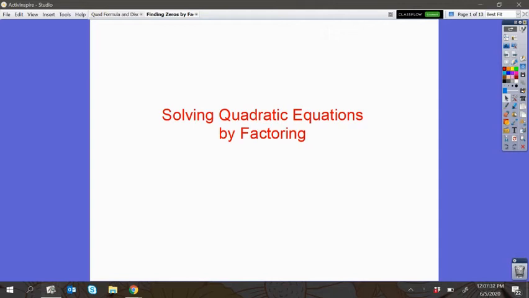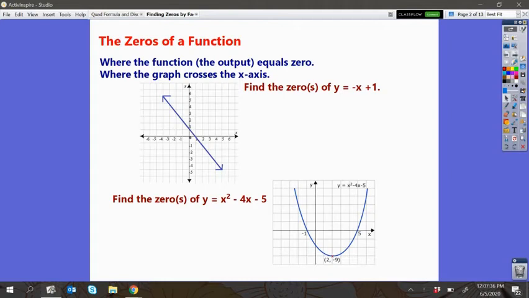Let's talk about solving quadratic equations by factoring. First, let's figure out what we mean by solve. You're going to be asked to solve a quadratic or find the zero of a function. The zero of a function is basically just the x-intercept.